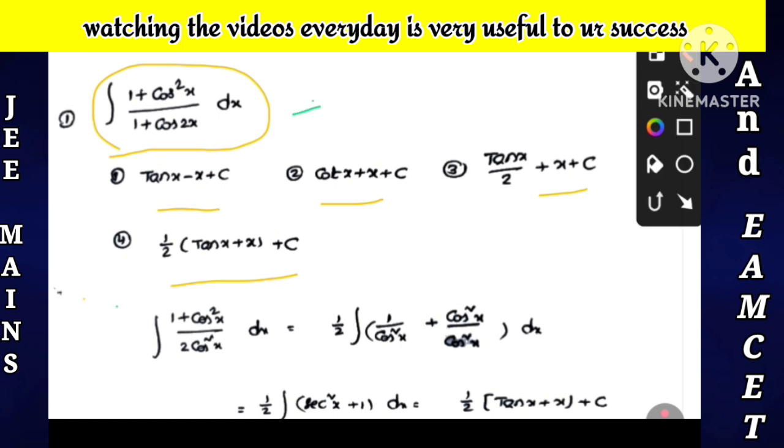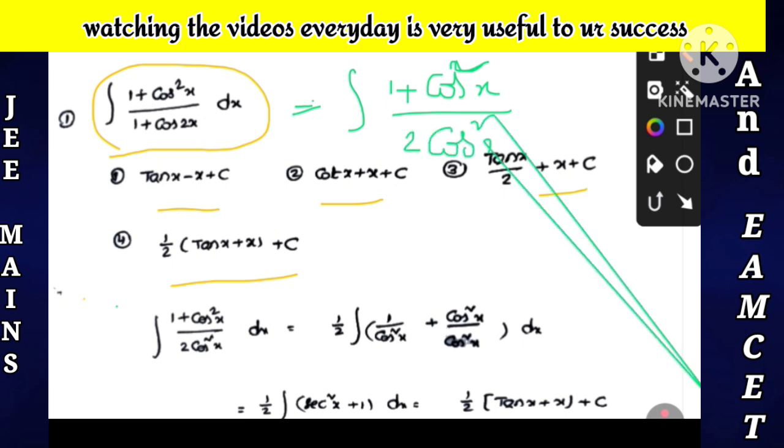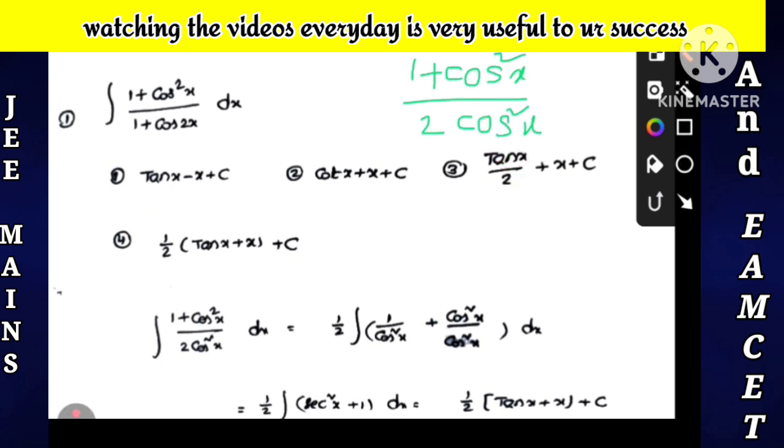In the first step I am writing integral (1 plus cos square x) by (1 plus cos 2x). What is the 1 plus cos 2x formula? 1 plus cos 2x is equal to 2 cos square x. In the first step I am taking the value of 1 plus cos 2x as 2 cos square x. This is the first step.